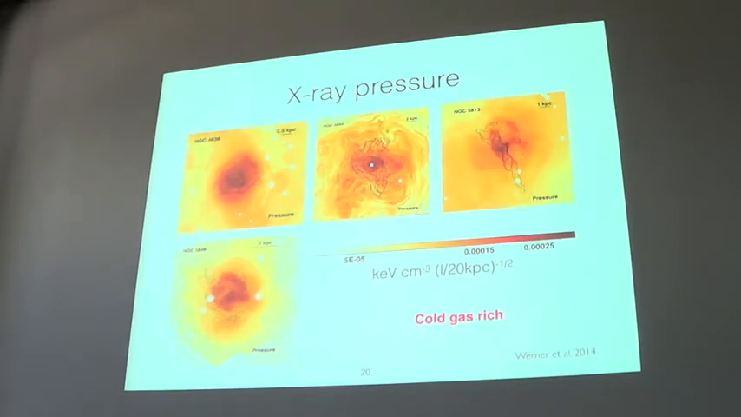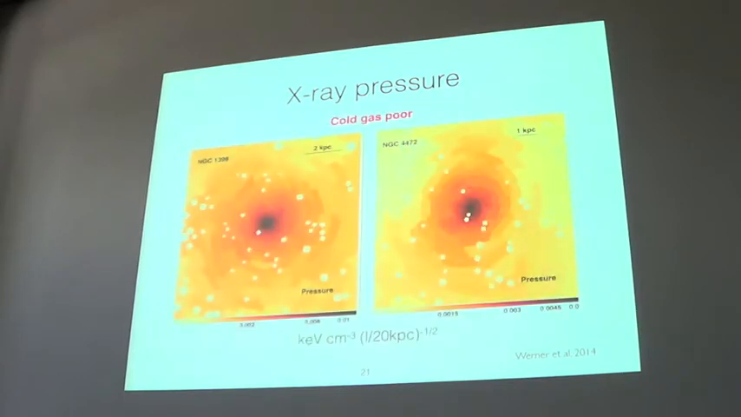So these are X-ray pressure maps, and it's the high pressure and low entropy gas that you see following similar morphologies to the filaments in these systems. If I switch over now to the cool gas poor systems, these are very smooth. They're very smooth in their pressures, they're very smooth in their entropies. And these are on similar scales. So you can see I'm not tricking you with the size scales.